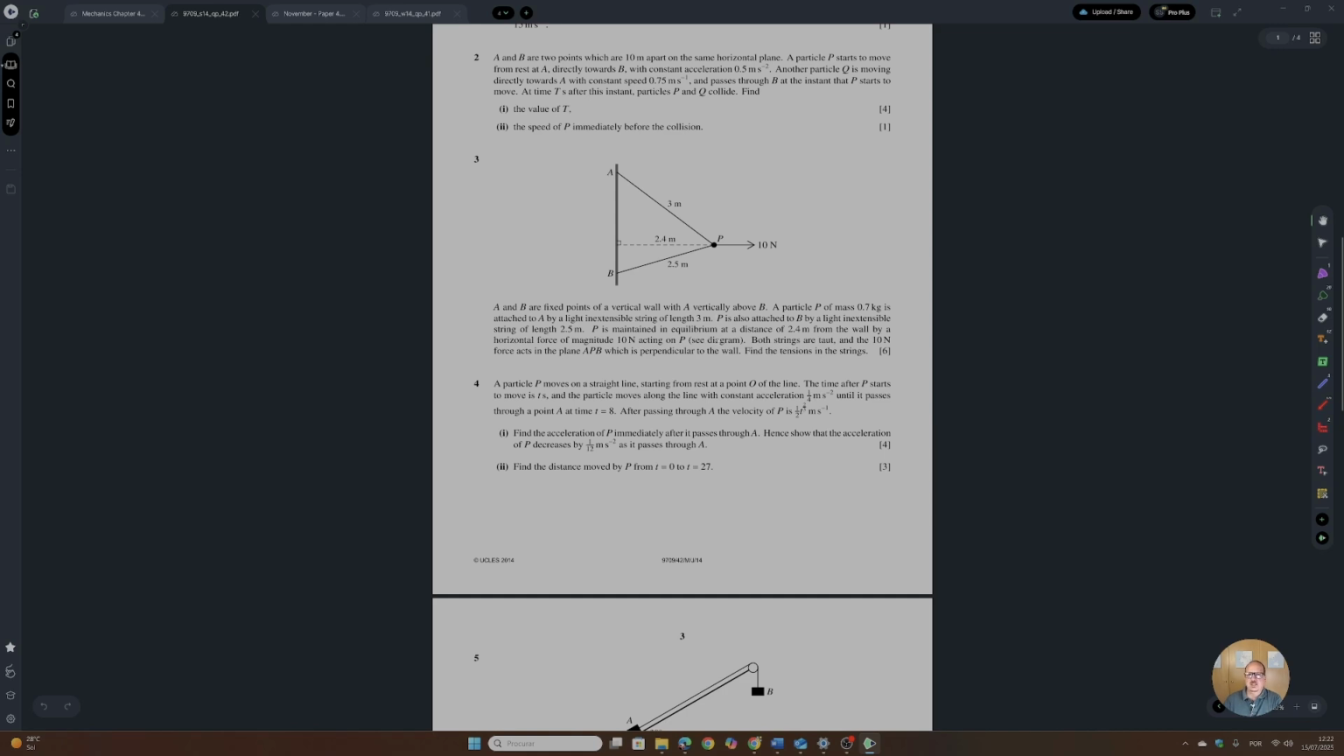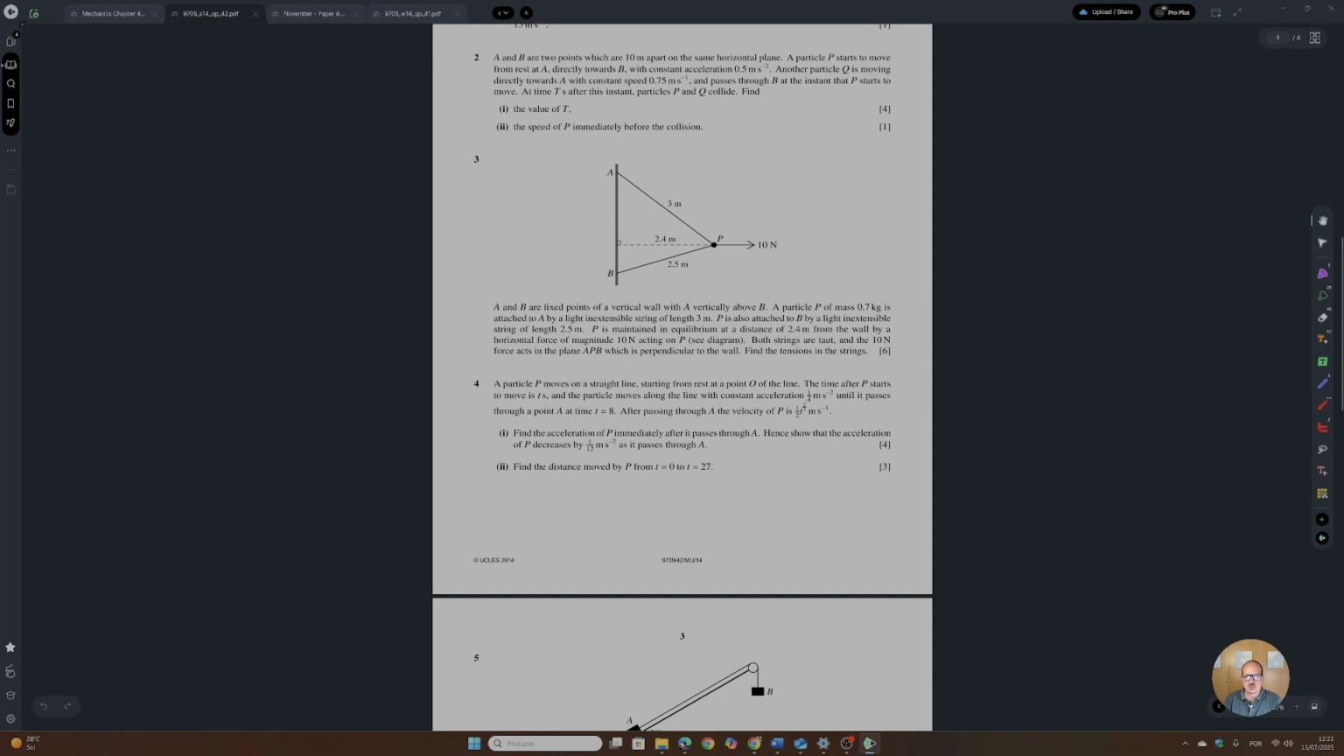Okay, P is also attached to B by a light inextensible string of length 2.5 meters. P is maintained in equilibrium at a distance of 2.4 meters from the wall by a horizontal force of magnitude 10 newtons acting on P. Both strings are taut, and the 10 Newton force acts on a plane APB, which is perpendicular to the wall. Find the tensions in the strings.